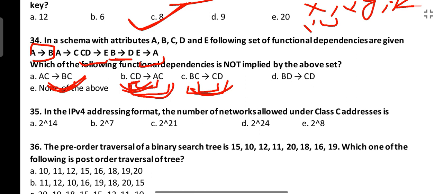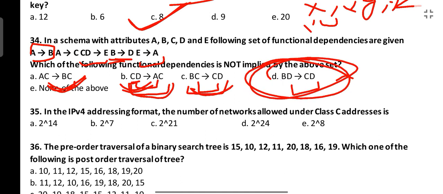Next is BD derives CD. We can see D can derive D, but whether B or BD can derive C? B can derive D only, and there is nothing which D or BD can derive. So this is not implied. So this will be the correct answer. We cannot derive CD from BD with these dependencies. I hope it is clear.